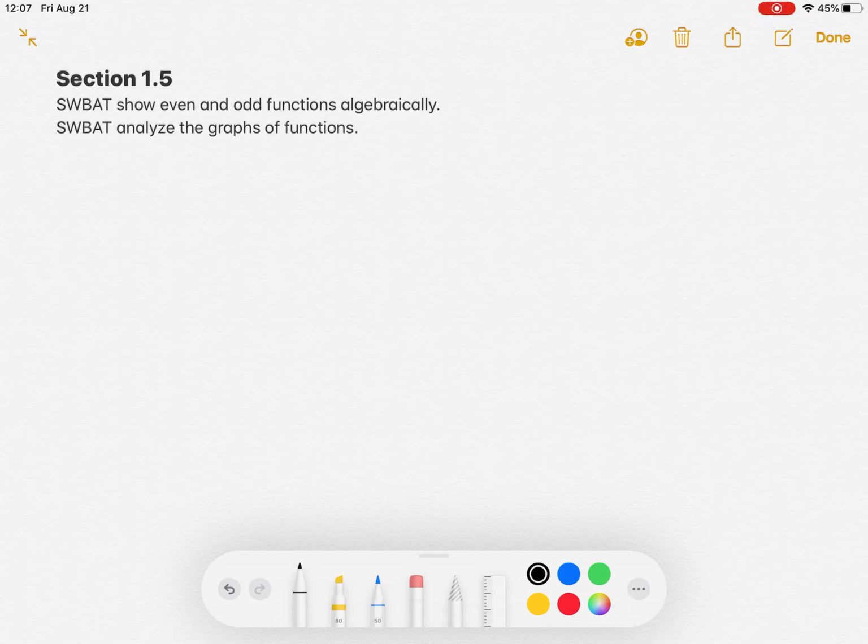All right, so today we'll be talking about section 1.5 in the book. The main topic in section 1.5 is analyzing the graphs of functions. So I will expect you to be able to do that by the end of these videos. Additionally, we'll be talking about even and odd functions and how to show that the functions are even and odd using algebraic methods. So to start off with, I want to talk about even and odd functions.